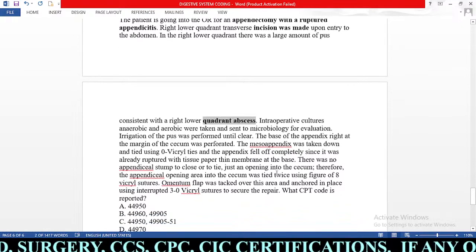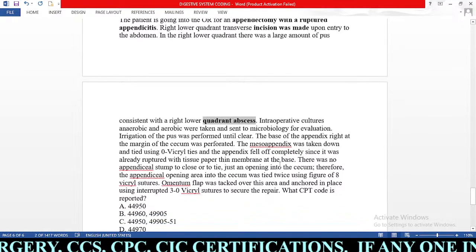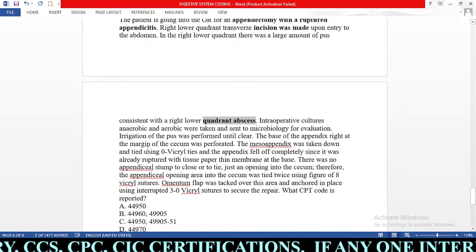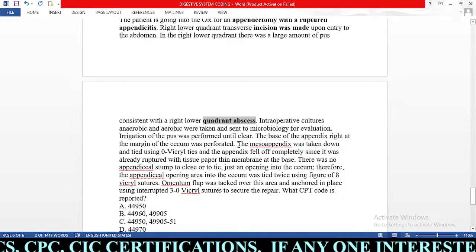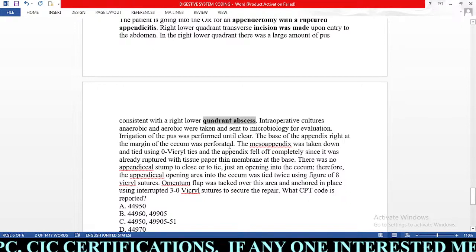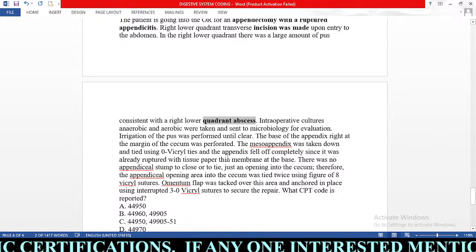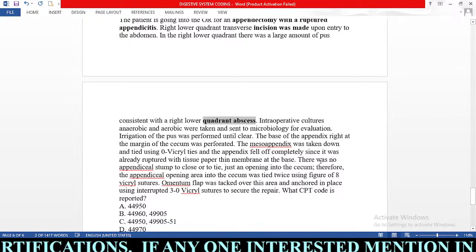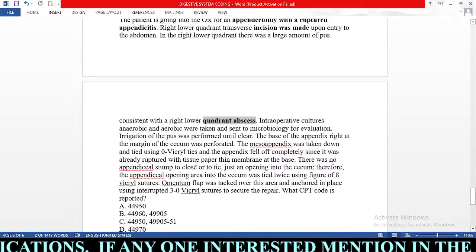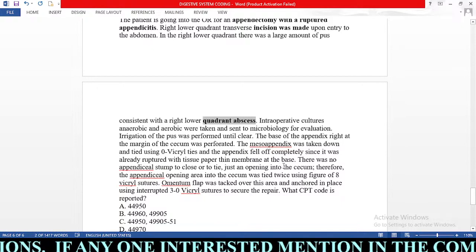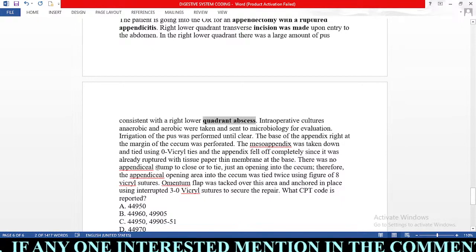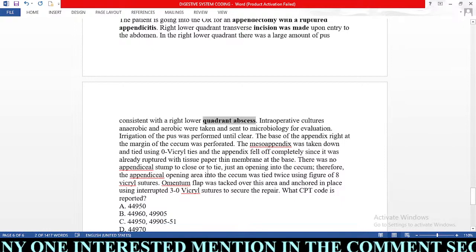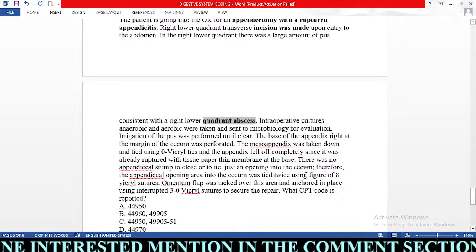Okay, irrigation of the pus was performed until clear. The base of the appendix, right at the margin of the cecum, was perforated. The mesoappendix was taken down and tied using Garvin ties, and the appendix fell off completely since it was already ruptured with a tissue paper thin membrane at the base. So there was no appendiceal stump to close or to tie, just an opening into the cecum.